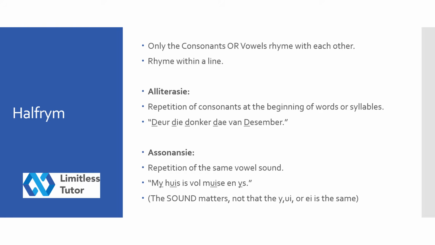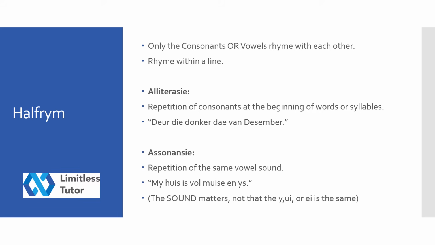Okay, so alliterasie is an example of halfrym, and so is assonansie. So alliterasie is repetition of consonants at the beginning of words or syllables. So deur die donker dae van Desember. I gave an excessive example. Usually you would see 2 or 3 D's or whatever's being emphasized.